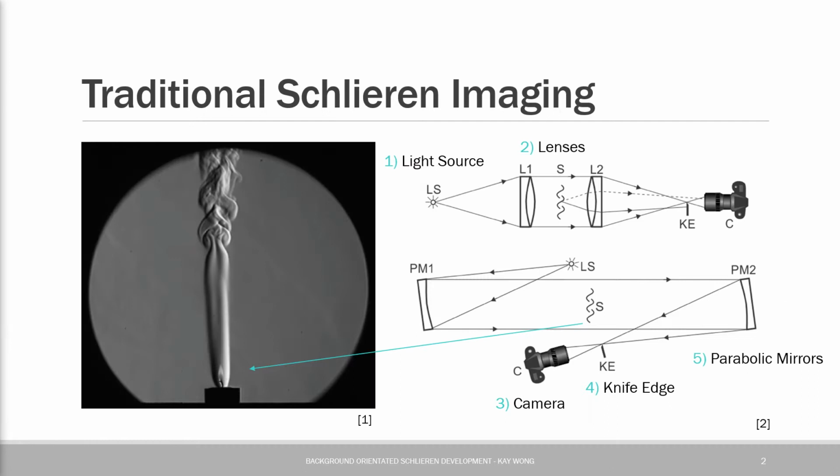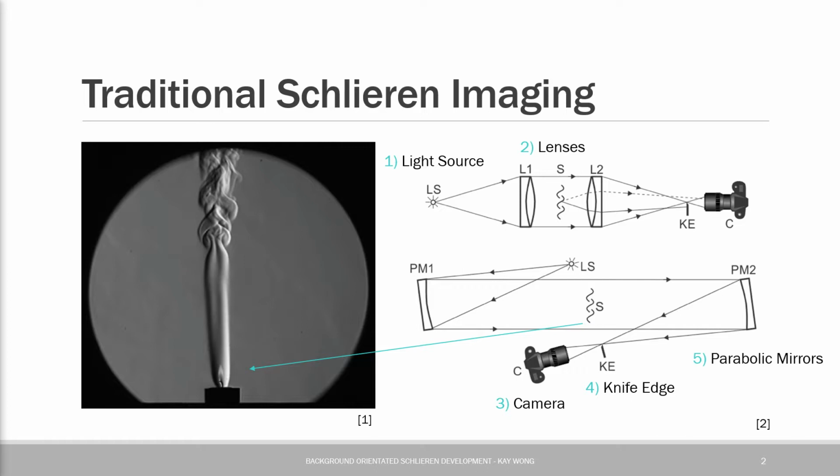A Schlieren image reveals the density changes within a fluid, and a traditional system layout has a light source directed to a knife edge. Light bends as it travels through fluids of varying density, so the knife edge blocks half of the deflected light rays, causing light and dark areas, forming a Schlieren image.